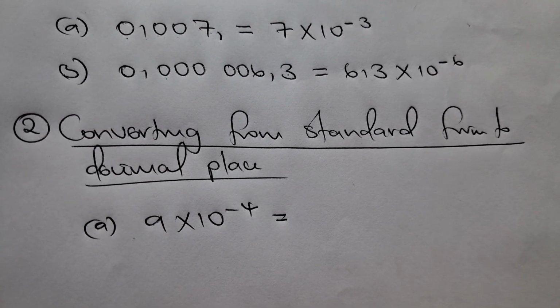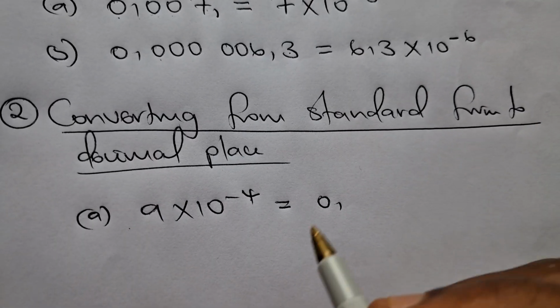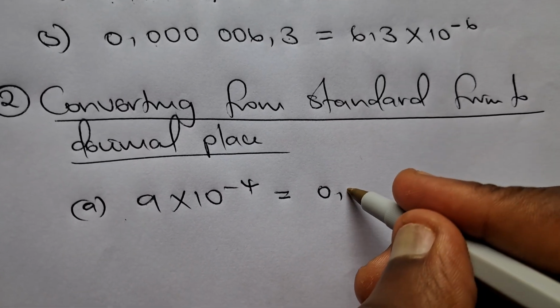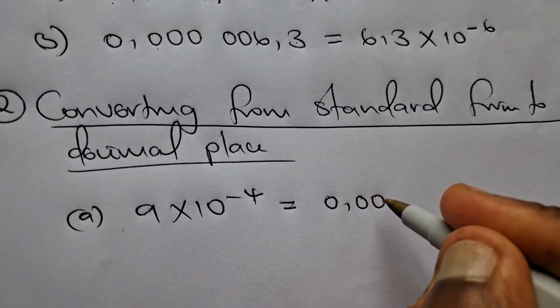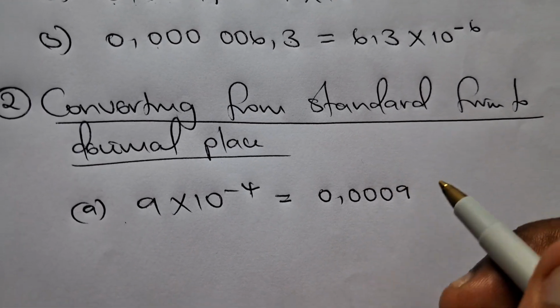So first thing you write 0, but remember there are 4 places. So you're going to count 4 places. So it will be 1, 2, 3. Then the fourth one will be 9. Simple as this. Good to go.